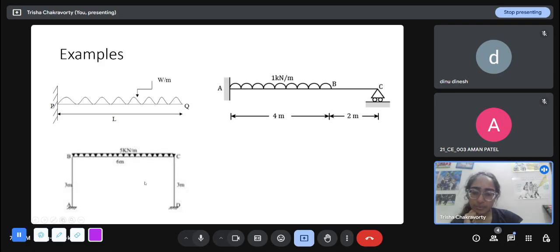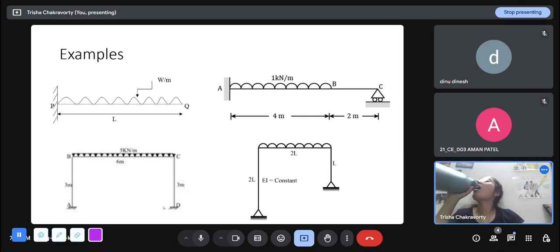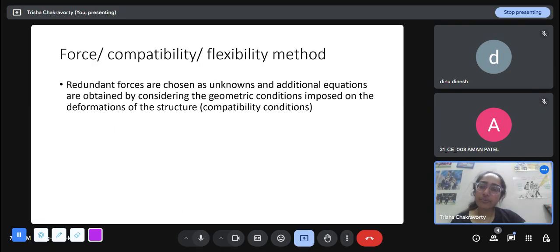Here, this is a frame structure. Each of these is a frame element, and this is a frame structure overall. There are three support reactions here, three here, and the equations of equilibrium is 3. So its degree of indeterminacy is 6 minus 3, that is 3. And this frame has two hinge supports, so 2 plus 2, 4 unknown reactions and 3 equations, so 1 degree of indeterminacy.